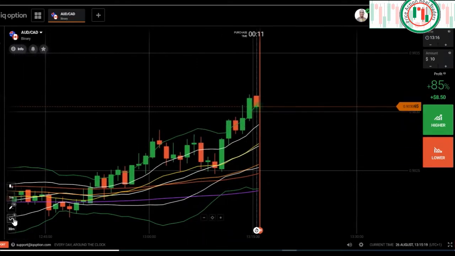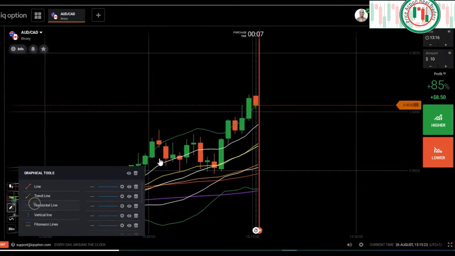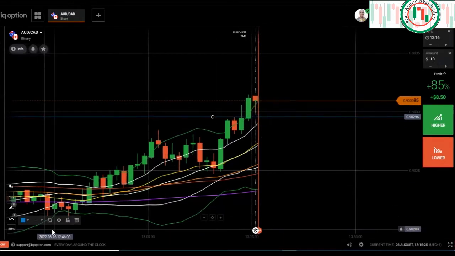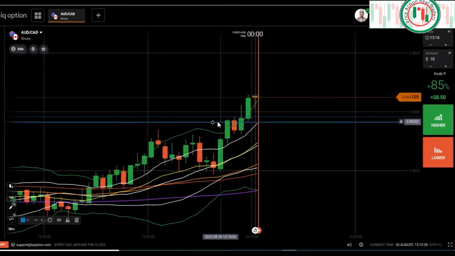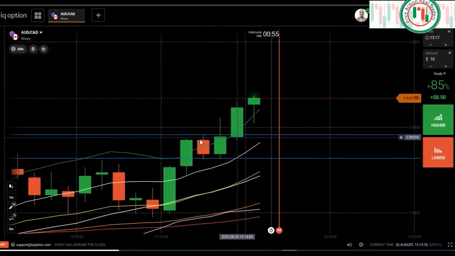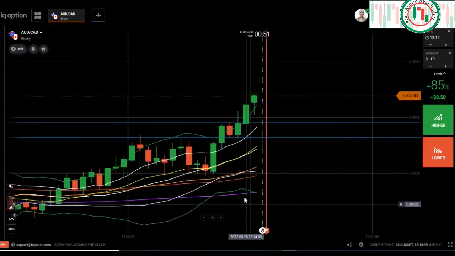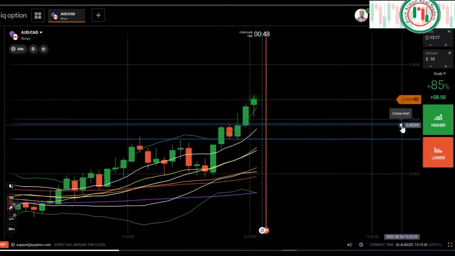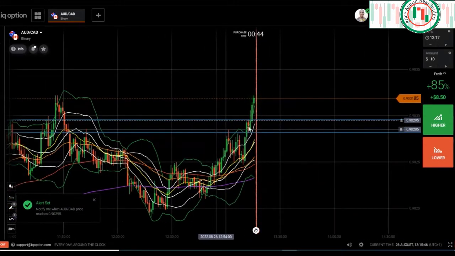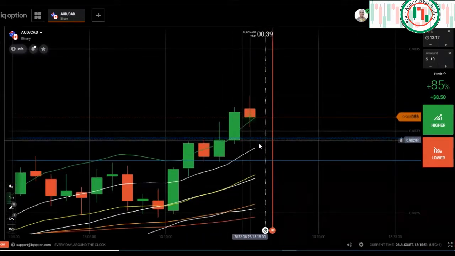So here is our zone. I will draw. We draw here and here. So this is our zone. If market come and touch this zone because of strong trend, I can take my trade here. So I will wait for market to come back to this zone.